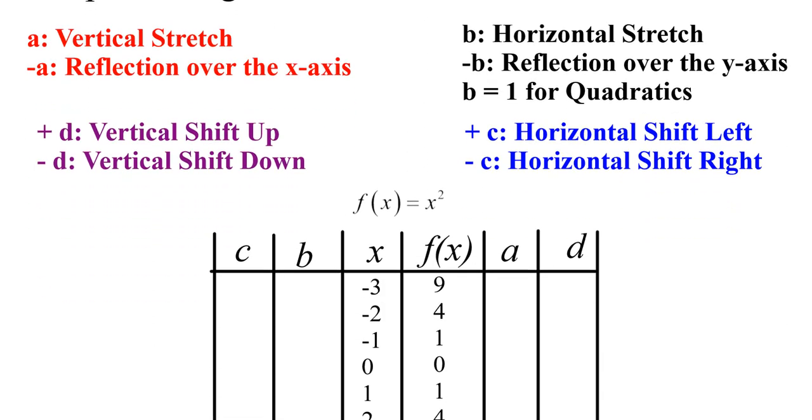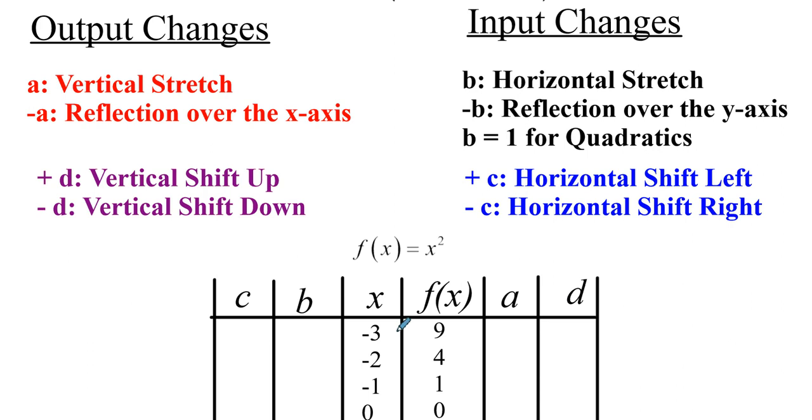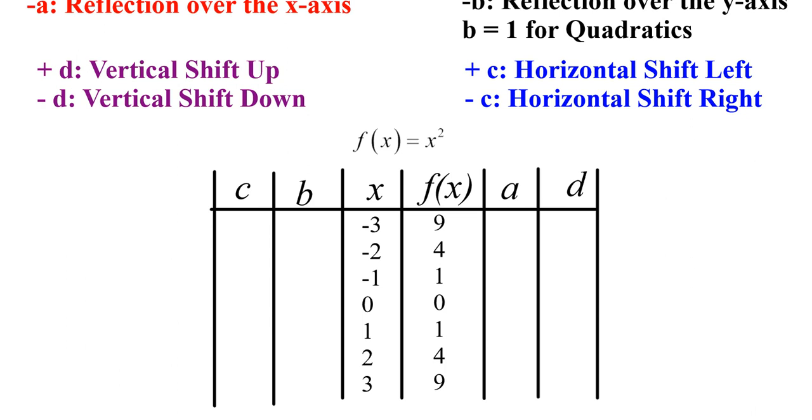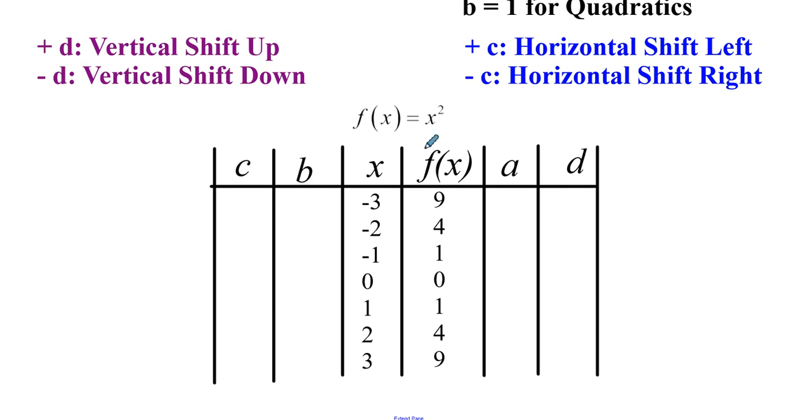So if we think about the table of values, input changes impact your x, so they would be applied to those original x values for your parent function x squared. Output changes would happen to your outputs. Here are your output changes, your A and D. So again, those are your f of x's, the outputs. Here are your input changes, they impact your x's, your inputs. And we use the values of the parent function here and perform the transformations on them.